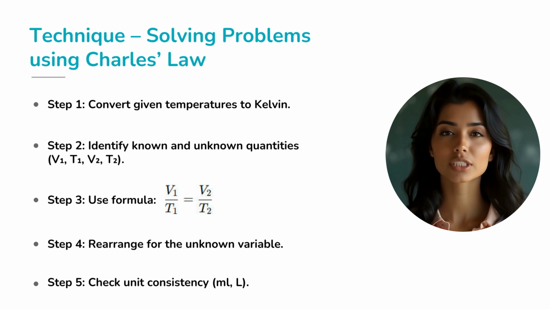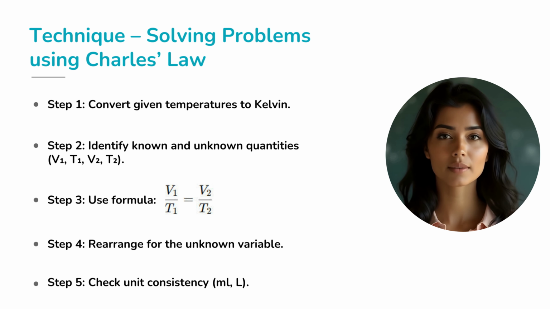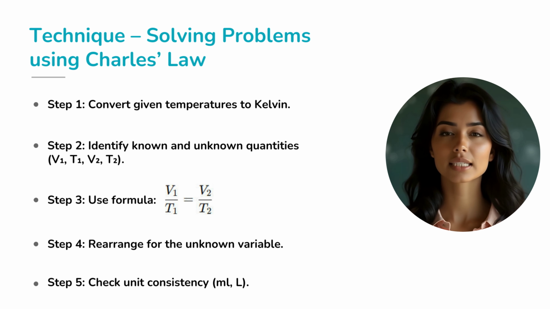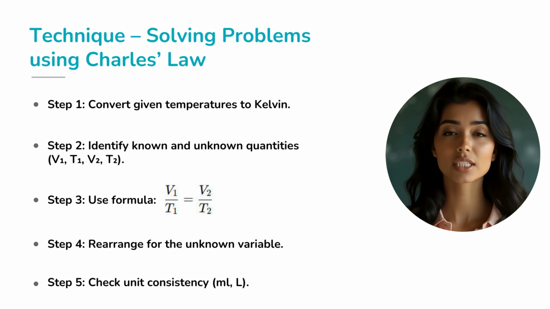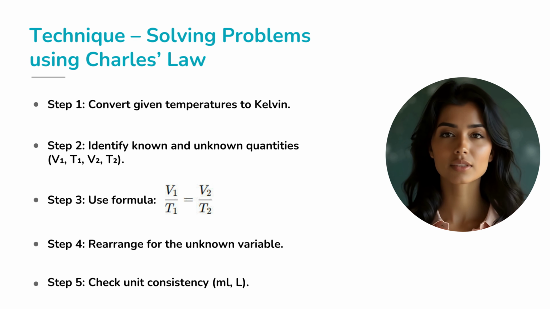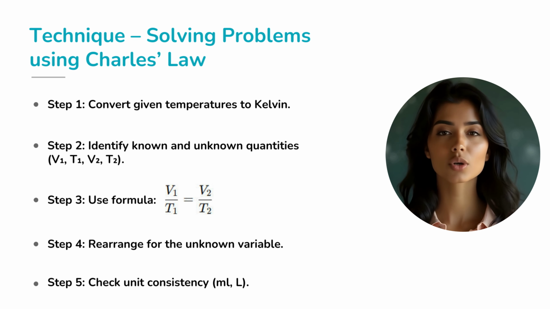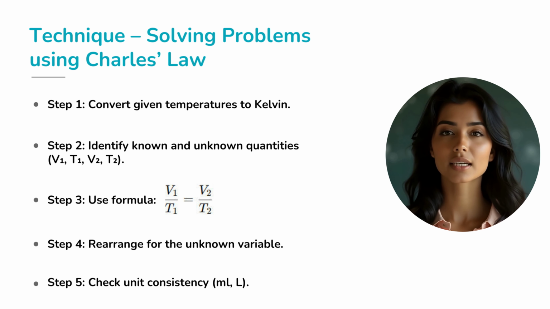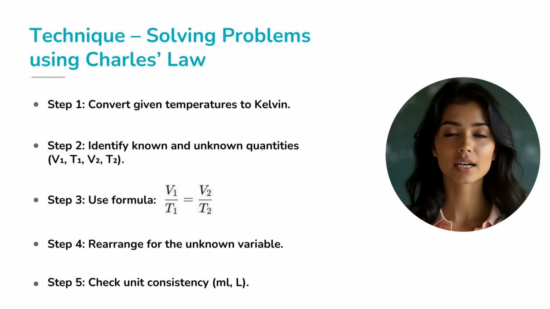Now, how do we actually solve questions using Charles' law? Step 1. Always convert temperatures to Kelvin. Step 2. Identify what is given and what is missing. Step 3. Use the formula V1/T1 equals V2/T2. Step 4. Rearrange to solve for the unknown. Step 5. Check unit consistency for volume, whether it's milliliters, liters, or cubic centimeters. The biggest exam blunder is students using Celsius straight into the formula. Remember, Charles's law speaks only the Kelvin language.